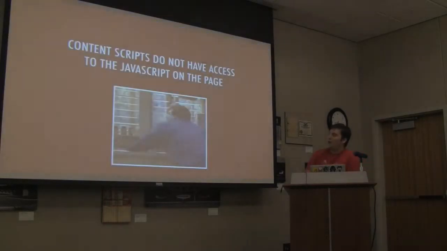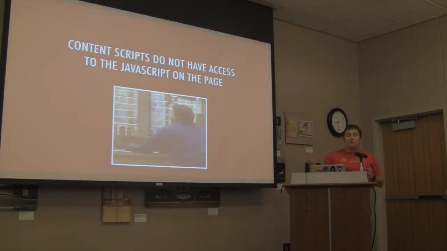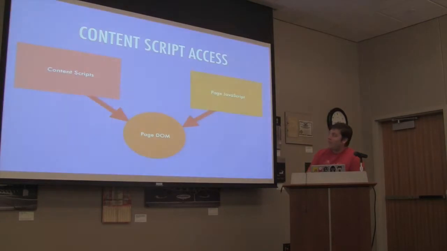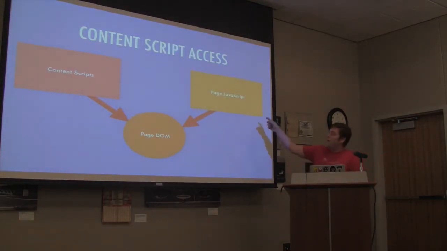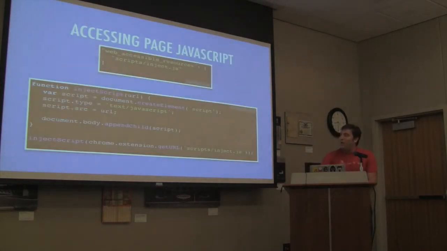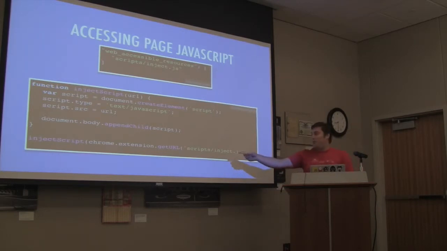But there's one gotcha with this. It doesn't have access to the JavaScript on the page, unfortunately. All it has access to is the page DOM. The page JavaScript and the content scripts both share access to the page DOM, and that's it from that regard. But what we can do is, because we have access to the DOM, we can just use that to inject a new script tag and load in another JavaScript file. So we can do that like this. We want to make that file accessible, so we put it in the web accessible resources array, and then we just inject it. And we use the chrome.extension.getURL method to get the URL to this from within our extension directory, and then it will throw it in there.